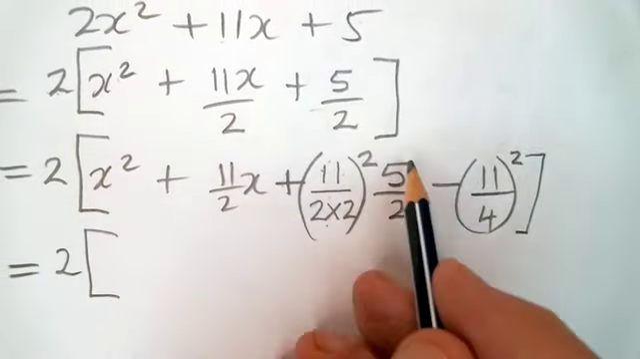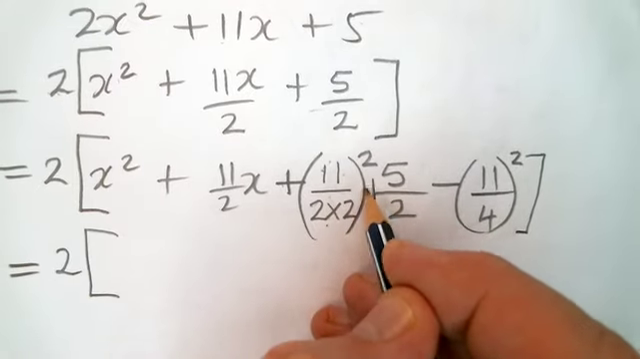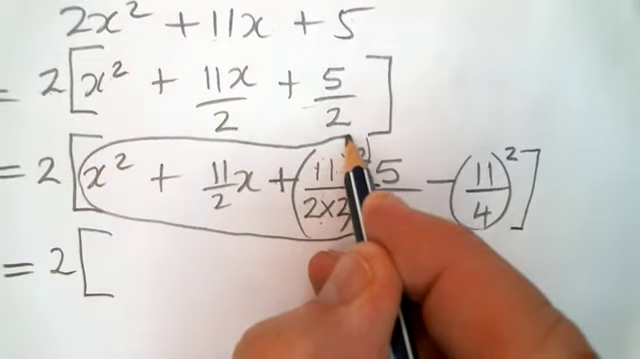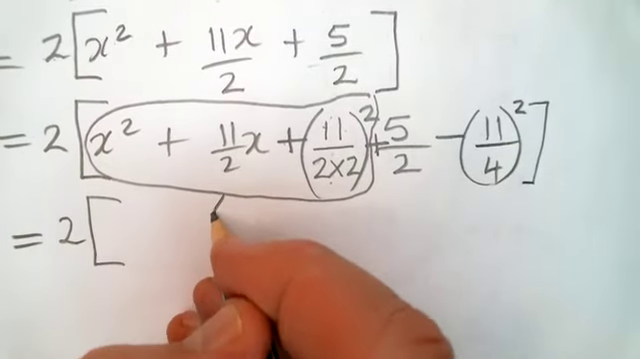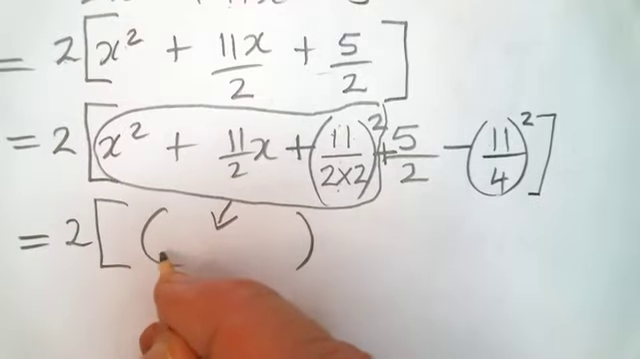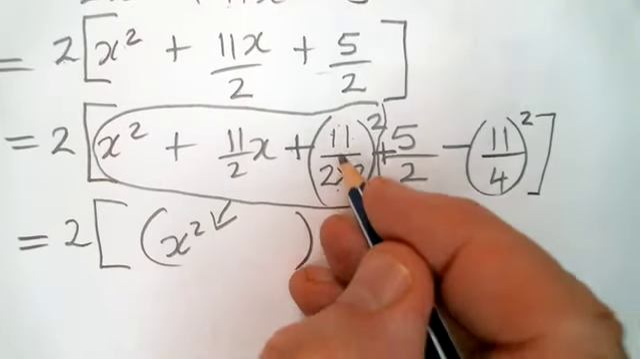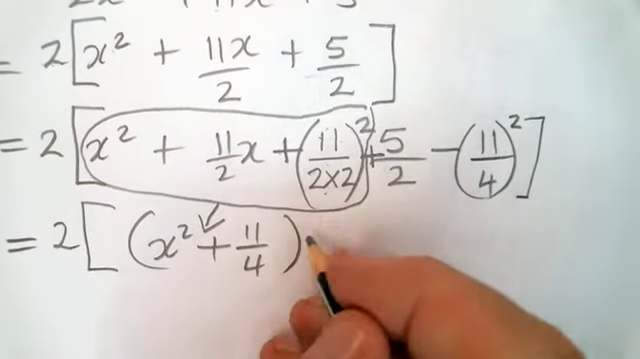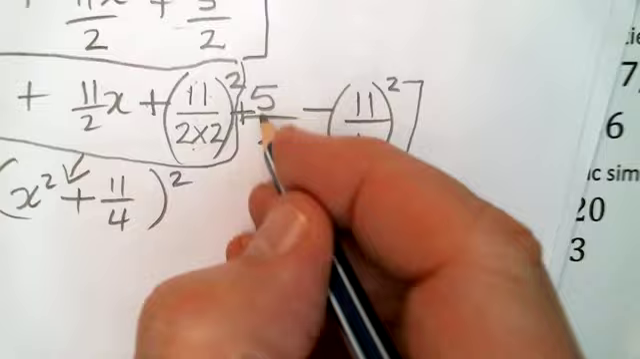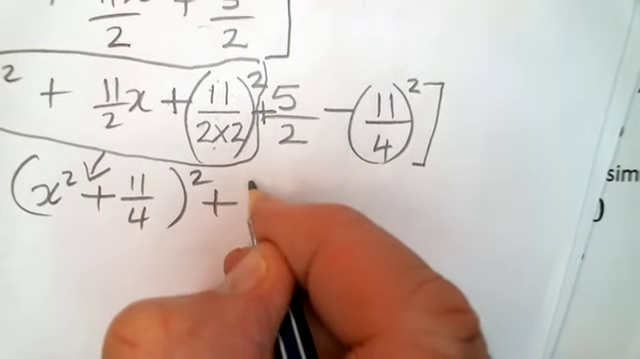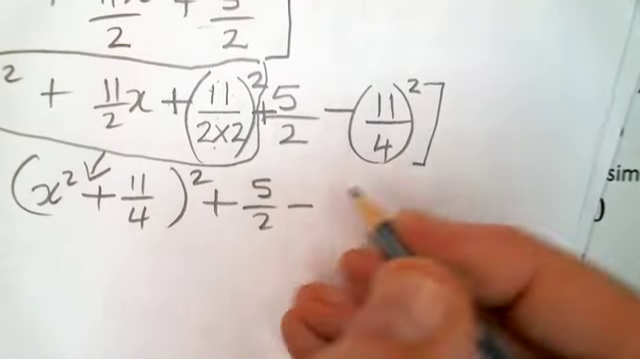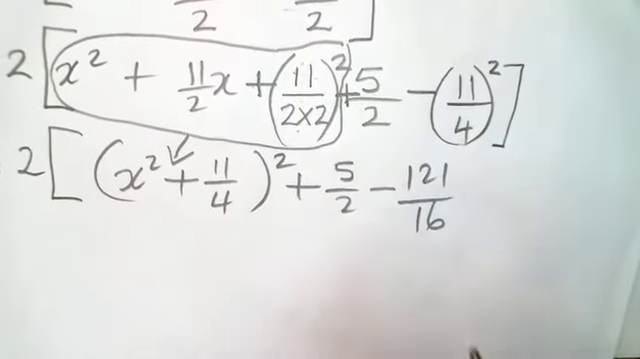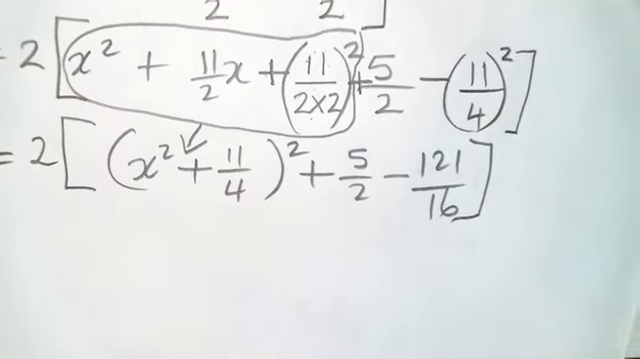Well, we know, first of all, this bit here. Oh, I should have a plus in here, sorry. We know that this bit over here, that bit there, nicely simplifies into my perfect square. I'm going to have an x squared here, and I'm going to have this thing over here, which is plus 11 on 4, squared goes on the outside, and now I'm going to tidy this up. I've got a plus 5 on 2 minus 11 squared is 121, 4 squared is 16. Big bracket on outside. There we go.